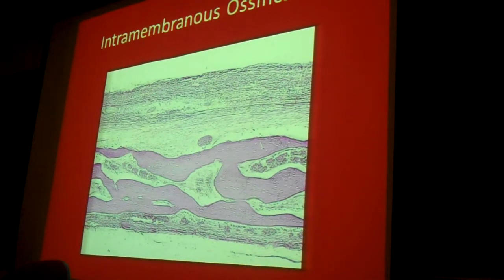Yeah. Well, they are stretching the cervical joints. The disc spaces are widening. That's just it.